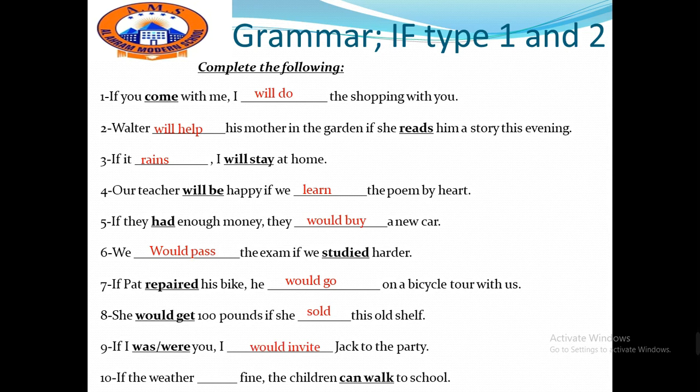Number 10, if the weather space fine, the children can walk. Oh, here we don't have will or would, but it's okay. Can is okay. It is instead of will. So it is in the first conditional. Very good. And we have to say here, if the weather is fine, the children can walk to school.